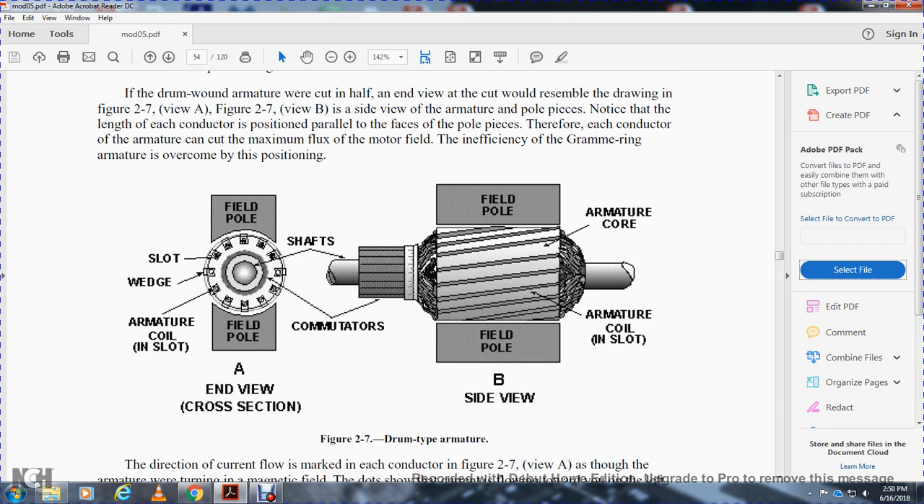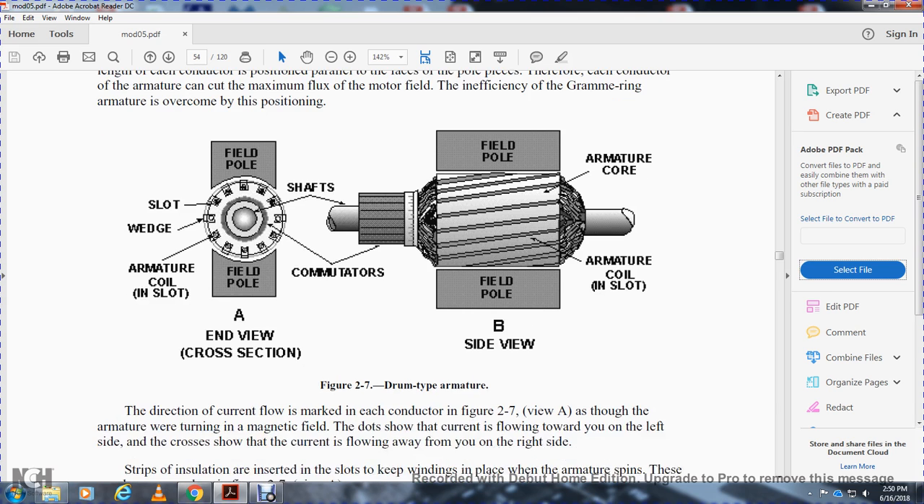The figure shows the drum type armature: slot wedging, armature coil, magnetic field, commutator, unfield pole, field coil, armature commutator, armature coils, and slot.